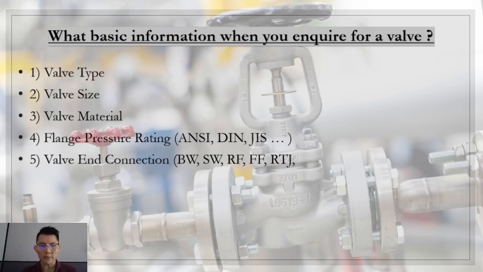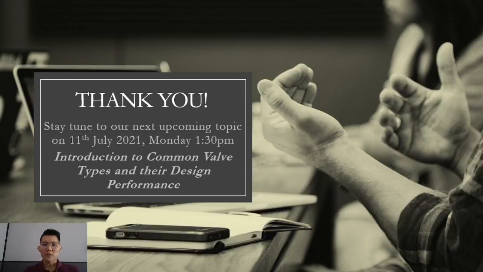On the flange pressure rating, we have ANSI flange, DIN flange, and JIS flange. And the valve end connection, which I shared with you just now: butt weld, socket weld, raised face, flat face, and RTJ flange. So these are all different types. Basically, these are the very fundamental sharing.